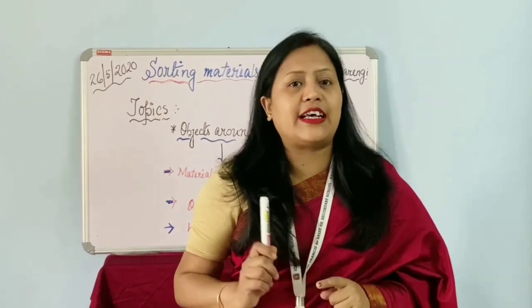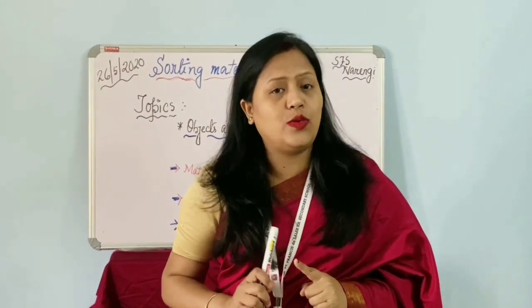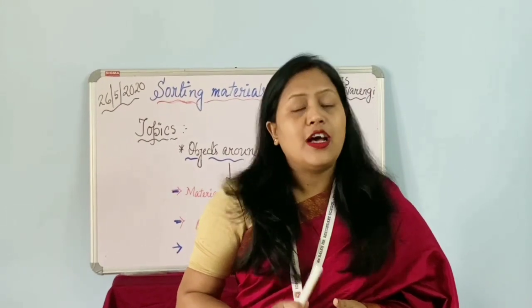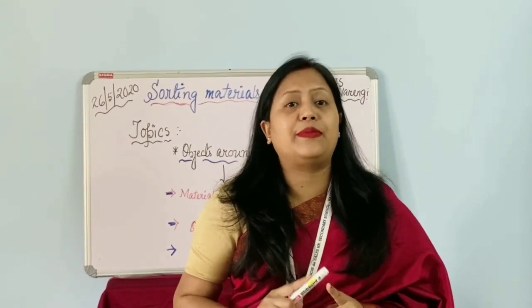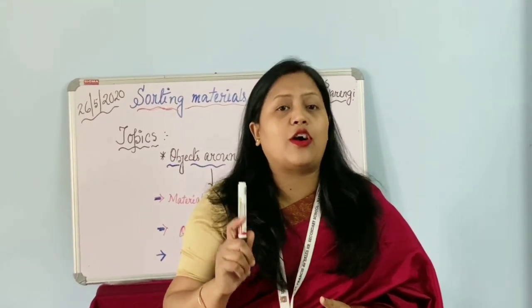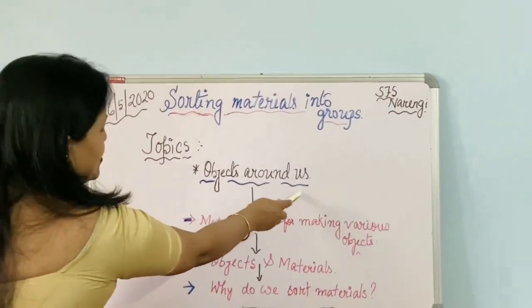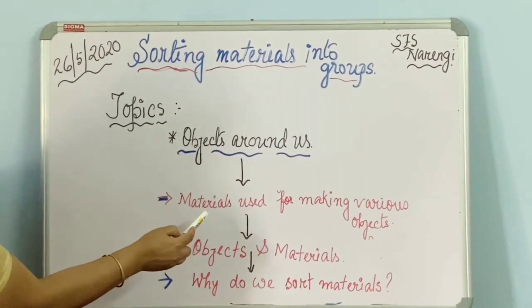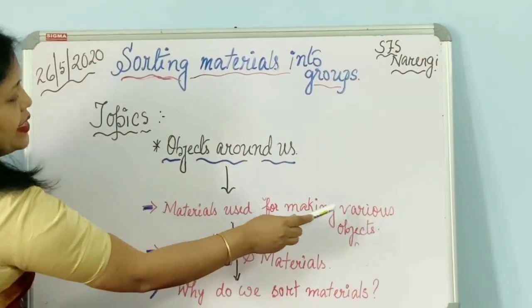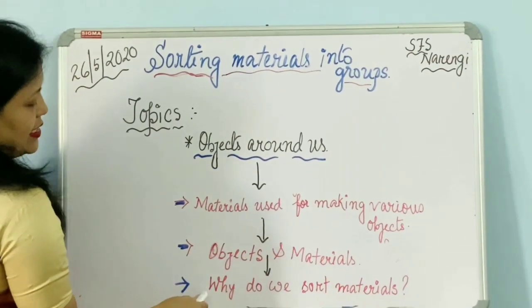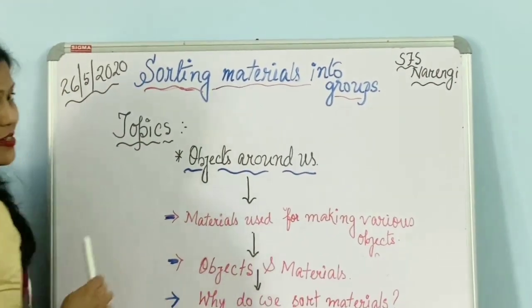So dear students, as you all know, we have started the new chapter, that is sorting materials into groups. Today in this session we shall be discussing the first topic of this chapter, that is objects around us, under which we shall be dealing with materials used for making various objects and, at the end, why do we sort materials?